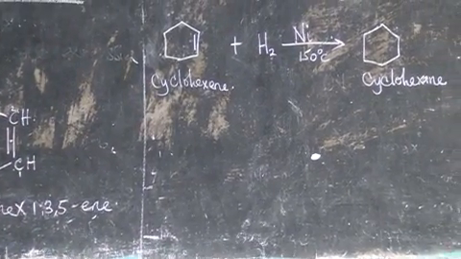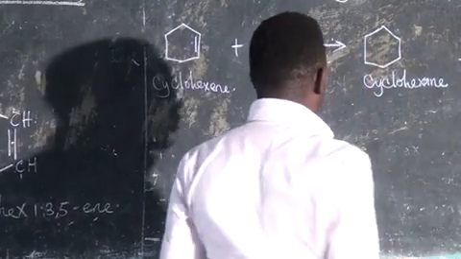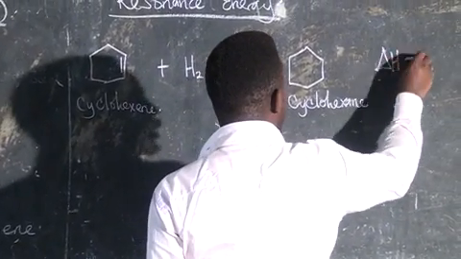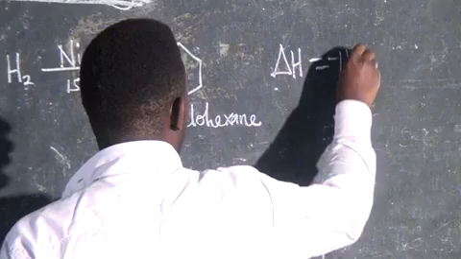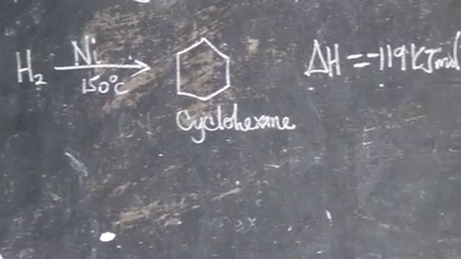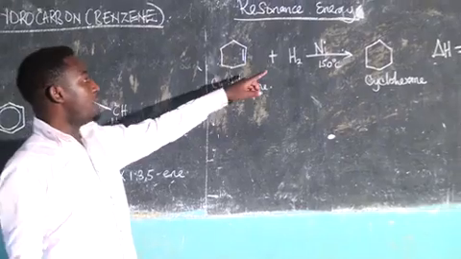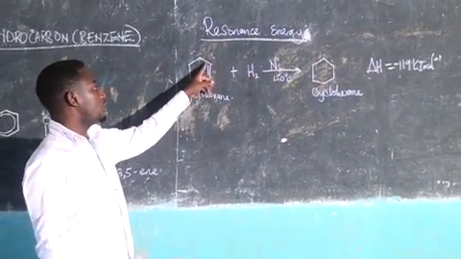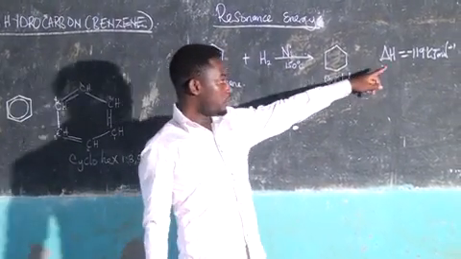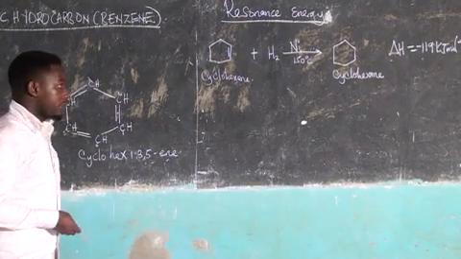Now, what will be the energy change for this reaction? When we look at the energy change, here, delta H is equal to minus 119 kilojoules per mole. That means if I add two hydrogen atoms across the double bond, that will be the energy change that takes place, meaning the reaction is exothermic.